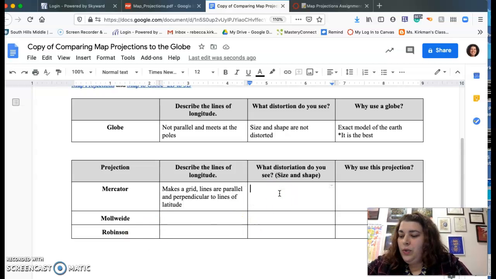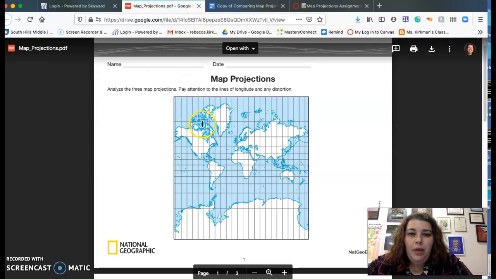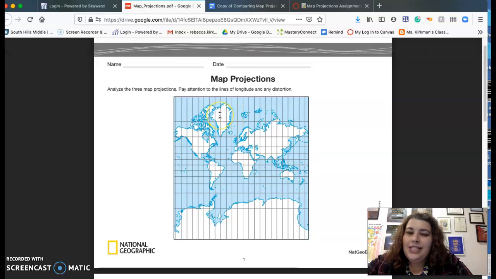What distortion do we see? So we really want to pay attention to the poles. Looking up north here, we're looking at the size and shapes of the continents. Whoa, Antarctica looks really big. And Greenland looks really big too.